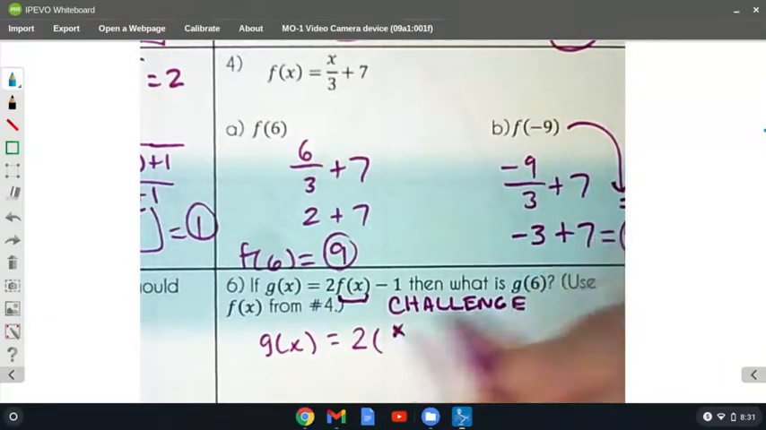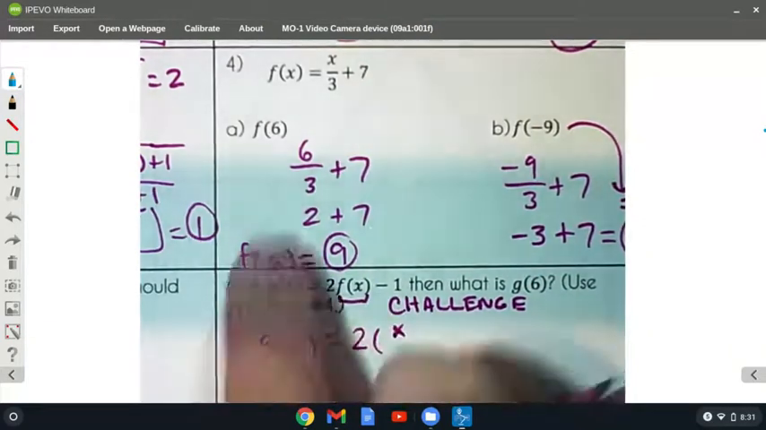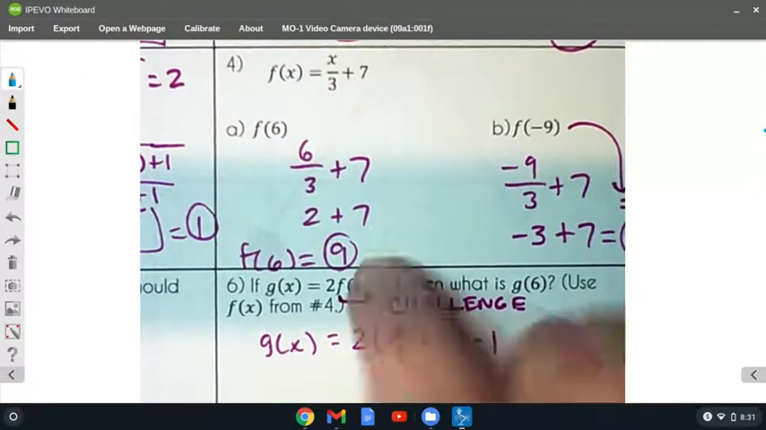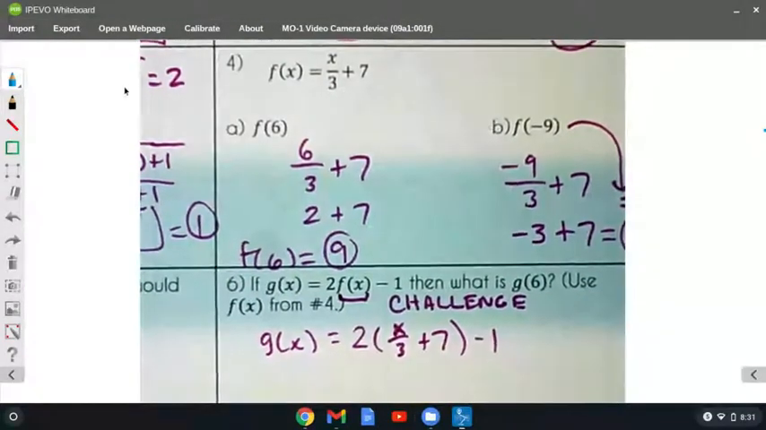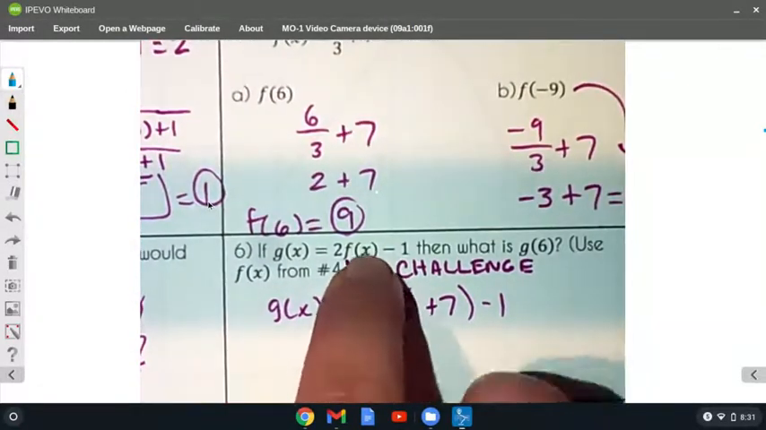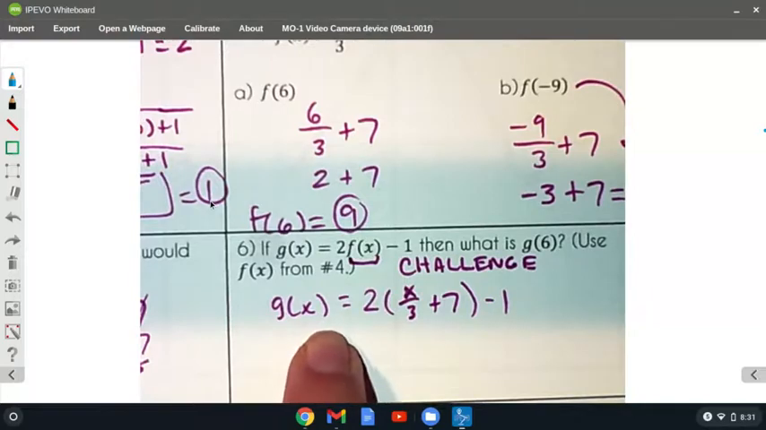So instead of putting f of x right next to that 2, I'm going to put x over 3 plus 7. And then I'm going to still subtract that 1 right here. Now, that's all we had to do to put f of x into that equation. Okay, so this is g of x.